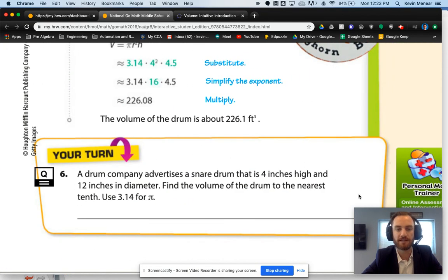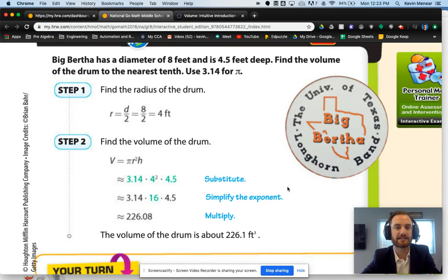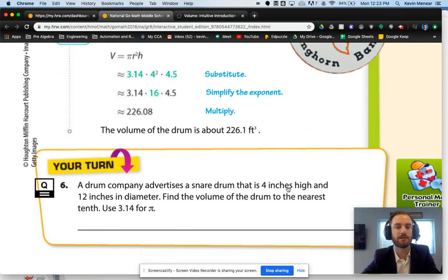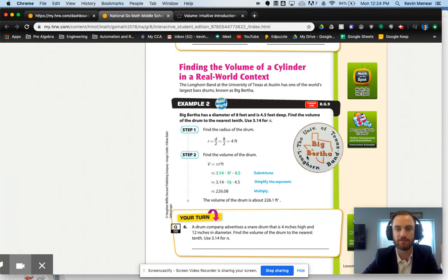A drum company advertises a snare drum. This is now your turn. A drum company advertises a snare drum that's 4 inches high and 12 inches in diameter. That is literally the exact same problem, except instead of saying depth, they've said it's now 4 inches high. Okay, it's the same thing. You do it in the exact same way.